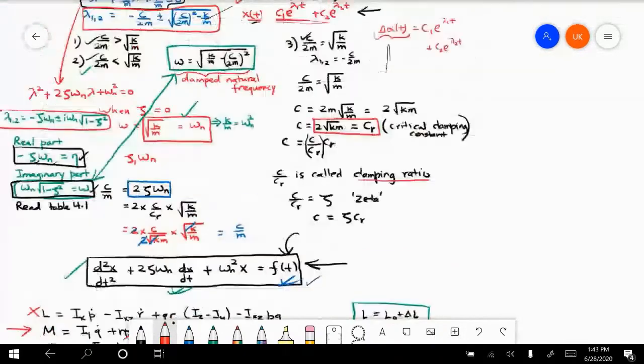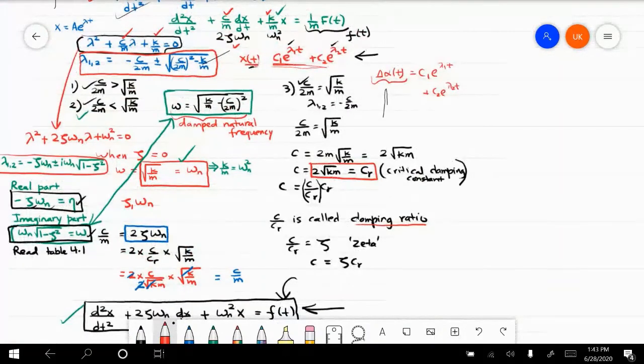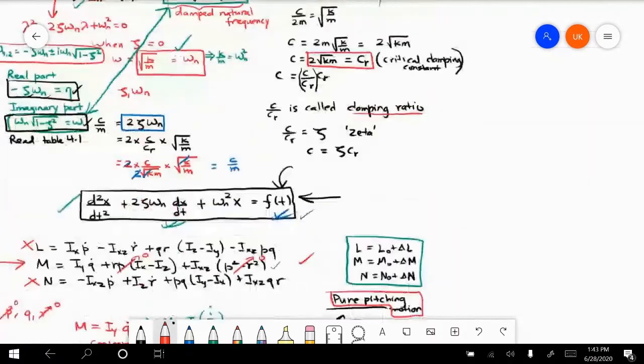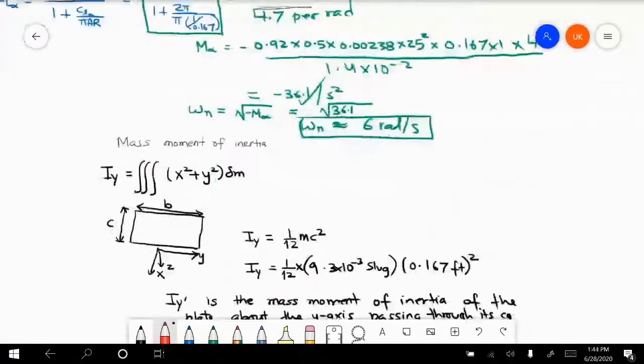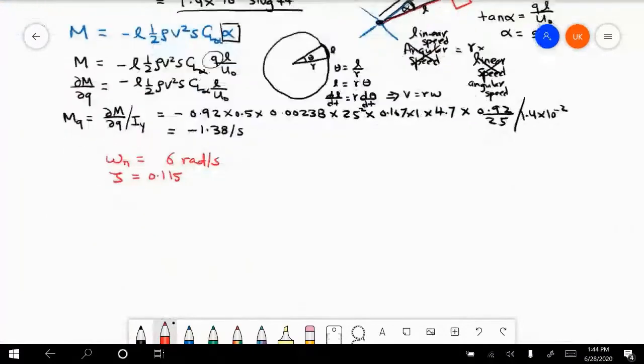all this work was basically done to find lambda 1 and lambda 2 in this type of expression, because ultimately we want to know how this angle of attack changes with time. We know the oscillation natural frequency, we know the damping ratio, so how does the angle of attack change with time? Okay, so we come back to what we have found and we use our solution for that.